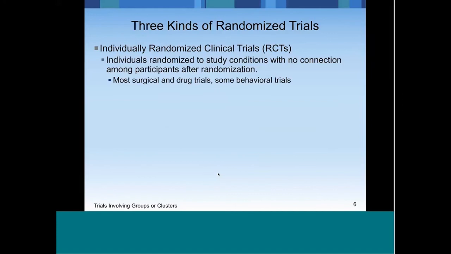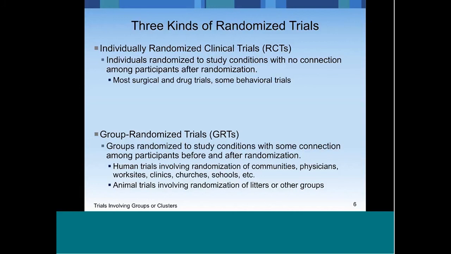I want to step away from the NIH requirements briefly and talk a little bit about different kinds of randomized trials, all of which can qualify as a clinical trial under the new NIH definition. The individually randomized clinical trial is the one that everyone is most familiar with. Individuals are randomized to study conditions. There's no interaction or connection among the participants after randomization. Many of the clinical trials that we do fall into this category, but not all.